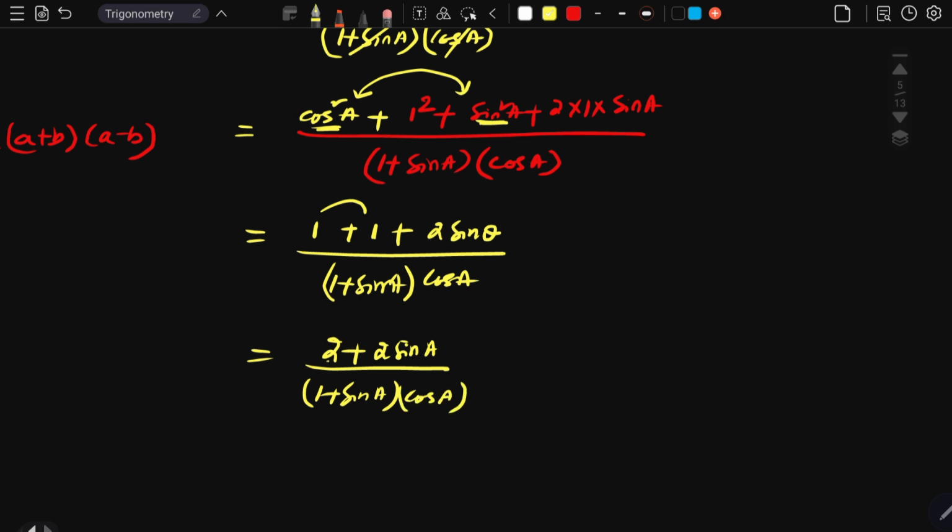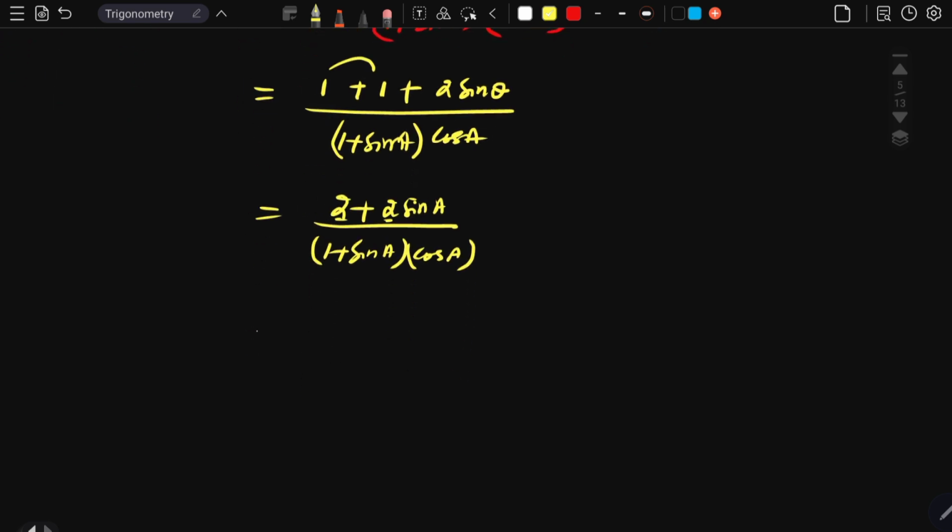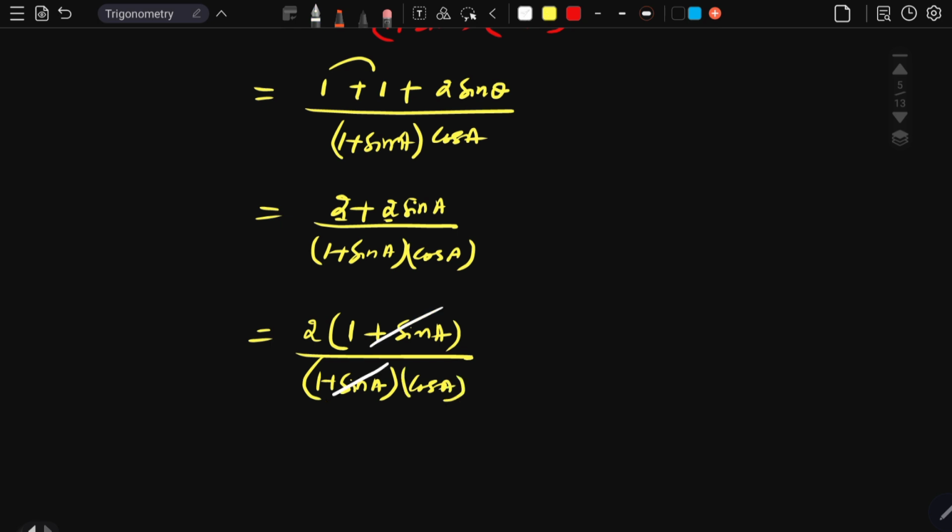In the numerator, identify that both have 2 as common, so write 2 outside. Still what is pending: 1, and in the second term only sin A. In the denominator, (1 plus sin A) multiplied by cos A. Any cancellation? 1 plus sin A, 1 plus sin A cancel. Still we got 2 divided by cos A.